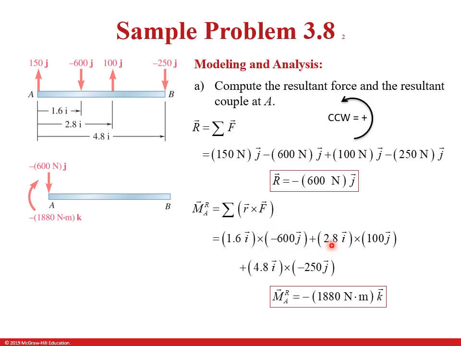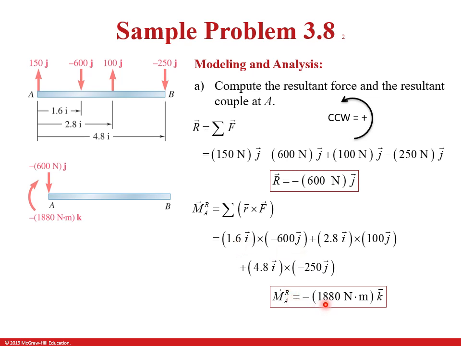You've got a 2.8i cross product with 100j, right? When you use the vector notation, you can just add these things together. And then the crosses will make the signs work out, right? So i cross j is going to be positive k. Yeah, i cross j. So what do we wind up with here?